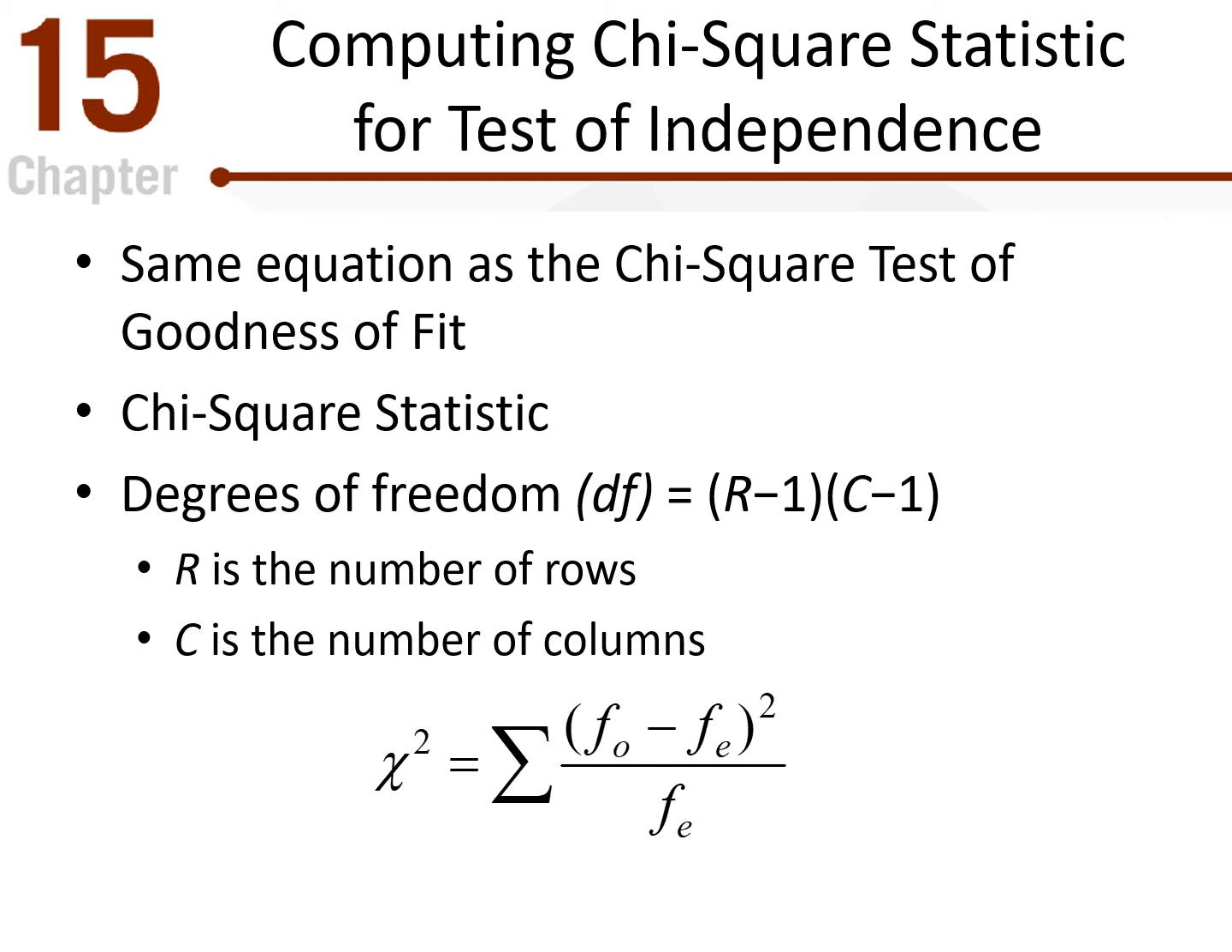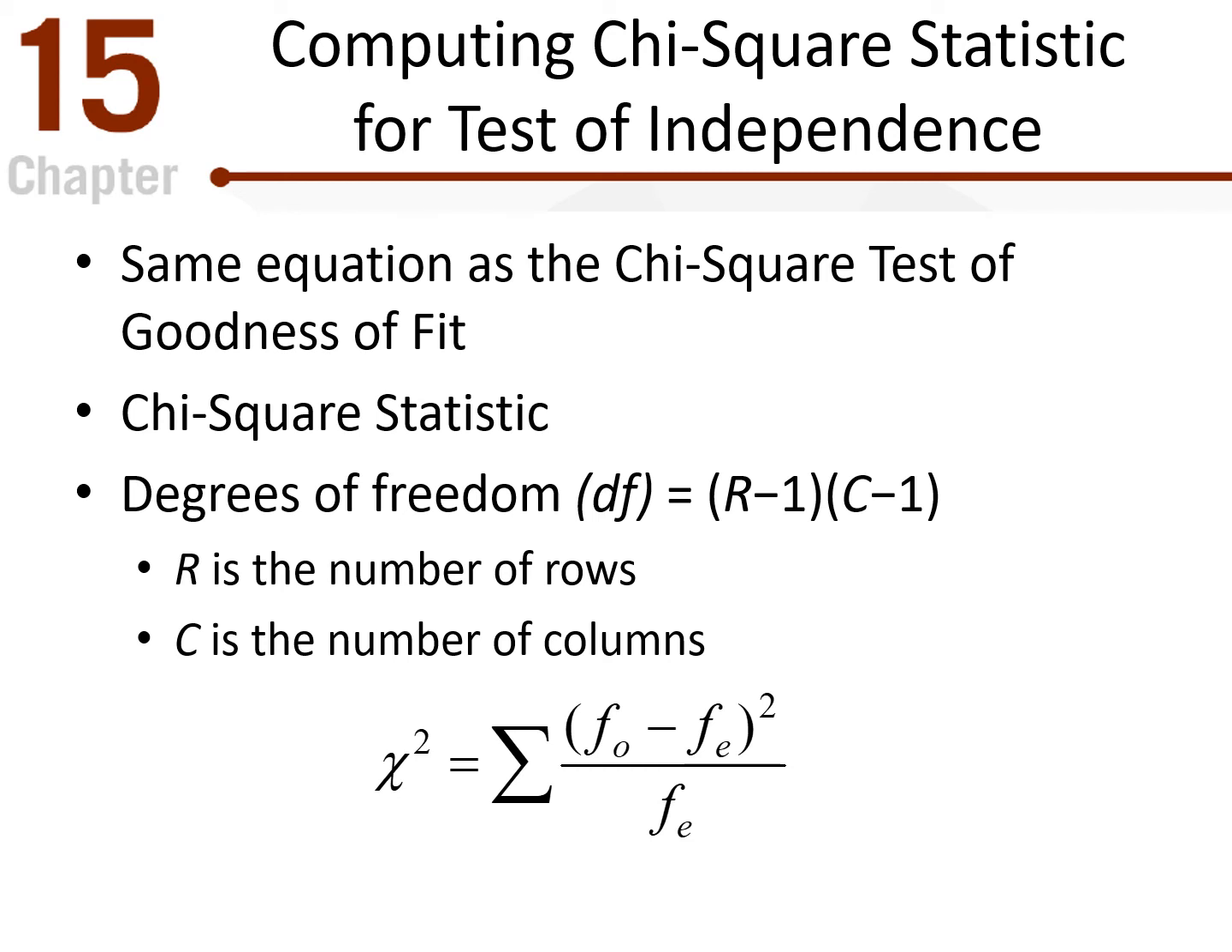If I have 4 cells, then I have 4 values to add up. If I have 50 cells, then I have 50 values to add up, and it's going to be messy. And then my degrees of freedom is going to be equal to the number of rows minus 1 times the number of columns minus 1.